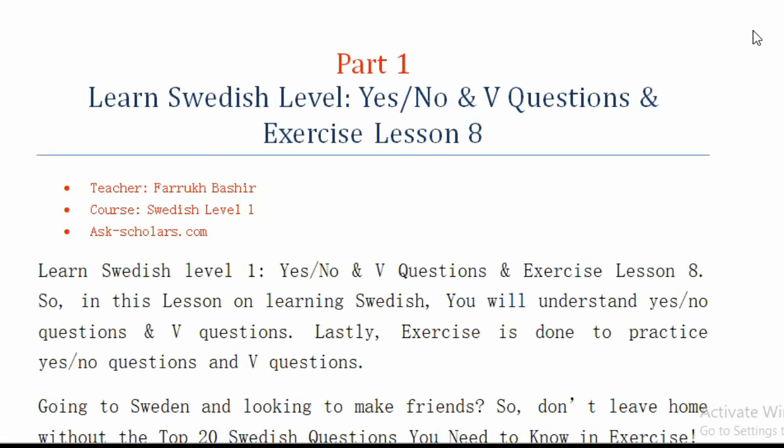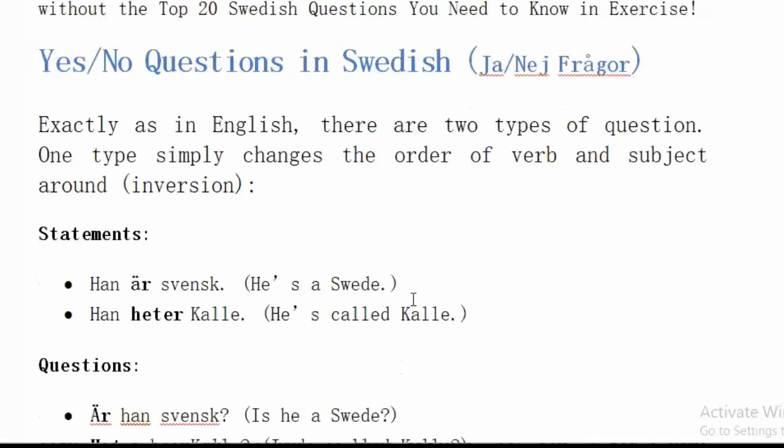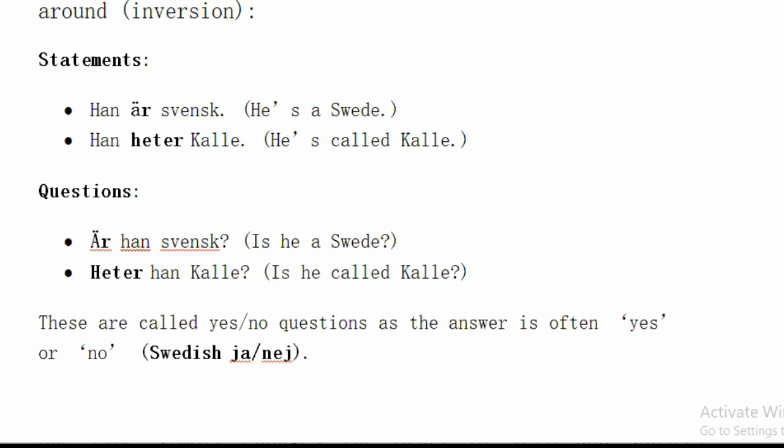So, as you know, in the last lesson we did yes/no questions. For example, here we have a normal statement. Our verb is at second position. When we make a question, we just move our verb and start the sentence with the verb. That becomes our yes/no question.